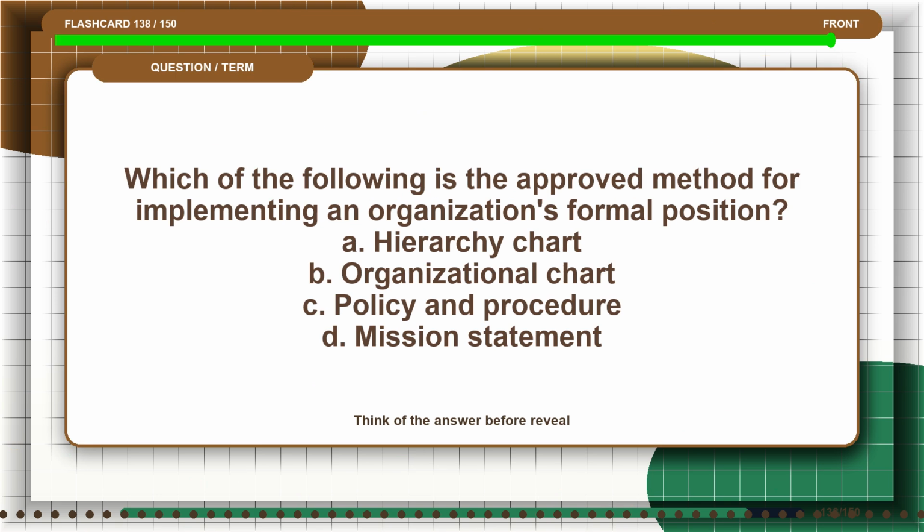Flashcard 138. Which of the following is the approved method for implementing an organization's formal position? A. Hierarchy chart. B. Organizational chart. C. Policy and procedure. D. Mission statement. Think of the answer before the reveal.